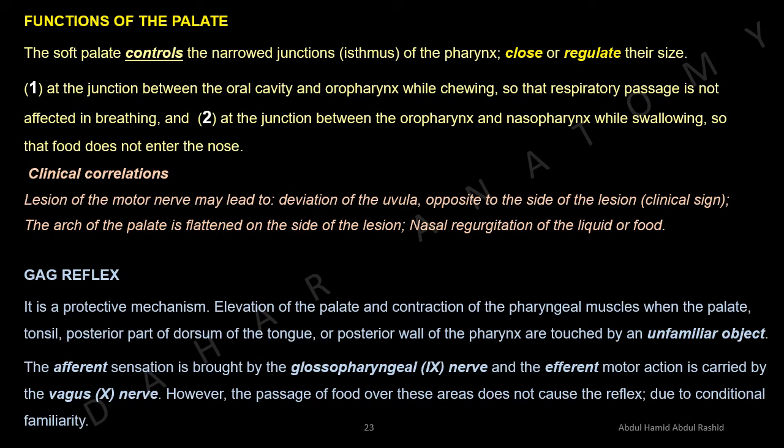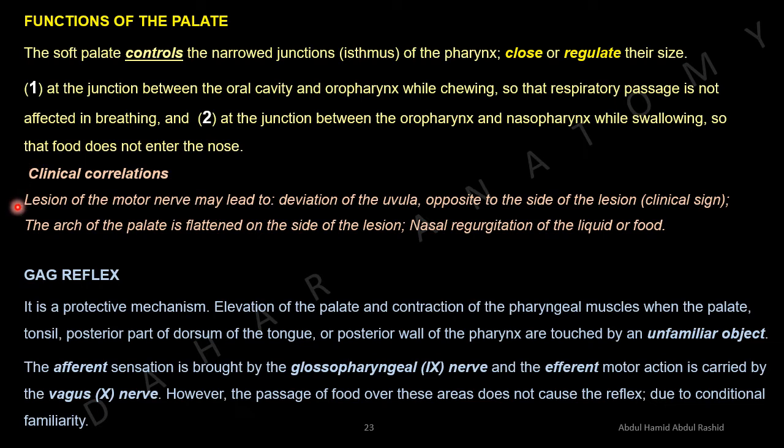Functions of the palate. The soft palate controls the narrow junctions, that is the isthmus of the pharynx, to close or regulate their size. They are, number 1, at the junction between the oral cavity and oropharynx while chewing, so that the respiratory passage is not affected in breathing. And number 2, at the junction between the oropharynx and nasopharynx while swallowing, so that food does not enter into the nose.